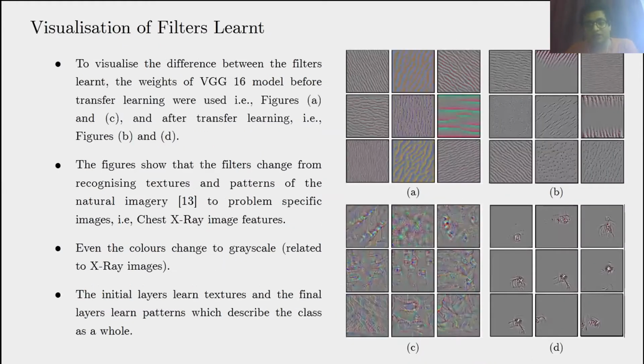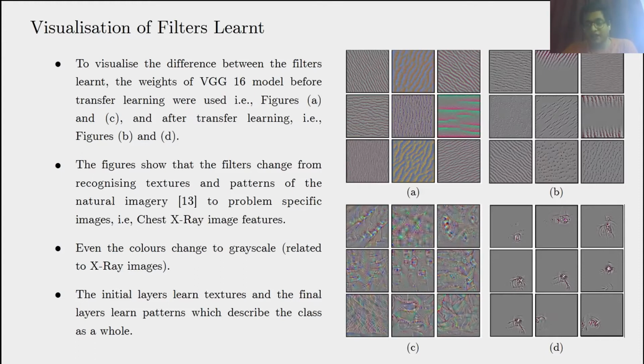Now let's look at the visualization of the filters learned. We have made some effort in visualizing the filters that the neural network architectures have learned. We have selected the VGG16 model before transfer learning. These were the textures in the initial layers, and these are the patterns that were learned in the final layers. Similarly, this is for the model before transfer learning for the convolutional backbone.